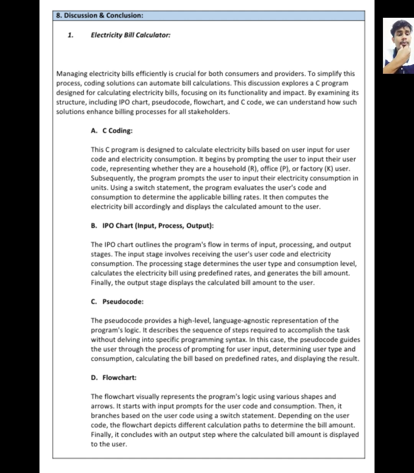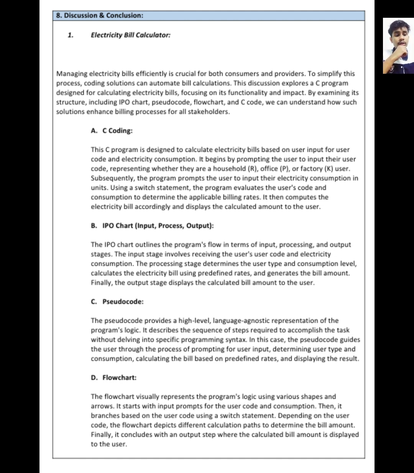Second is the IPO chart, which is input, process and output. The IPO chart outlines the program flow in terms of the input, processing and output stages. The input stage involves receiving the user code and electricity consumption. The processing stage determines the user type and consumption level, calculates the electricity bill using the predefined rates, and generates the bill amount. Number 3 is code.